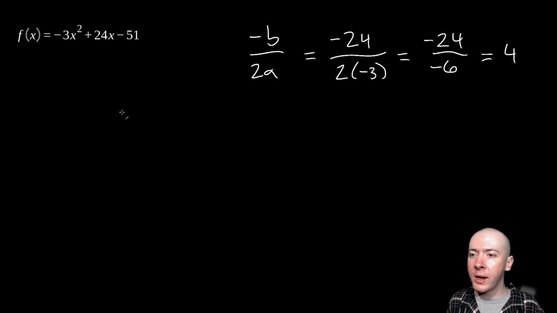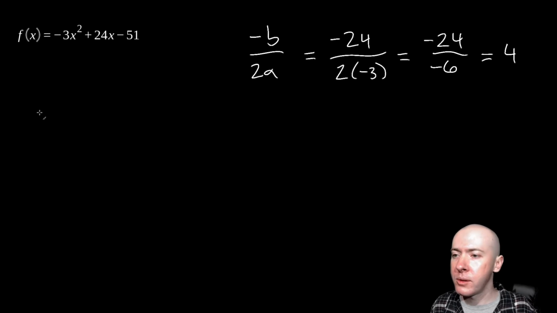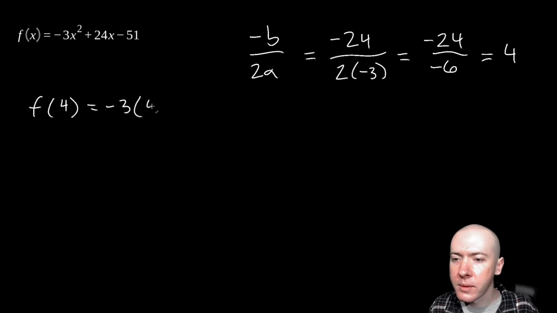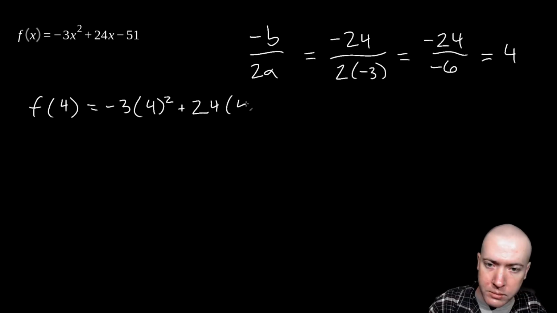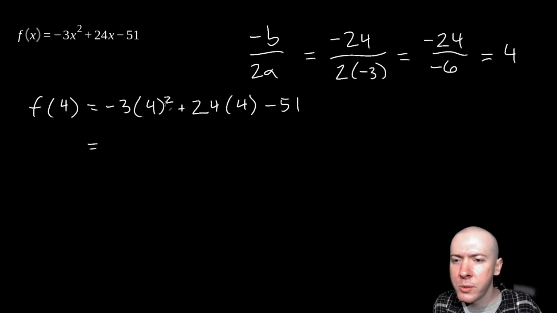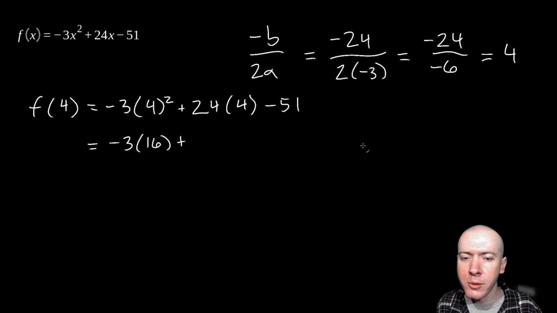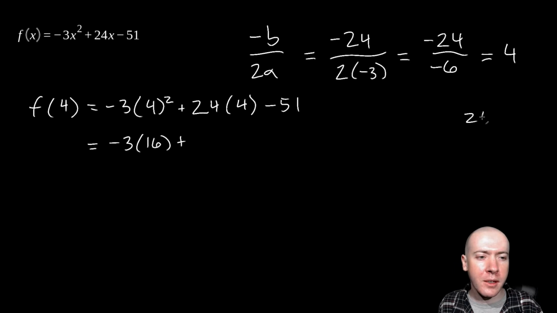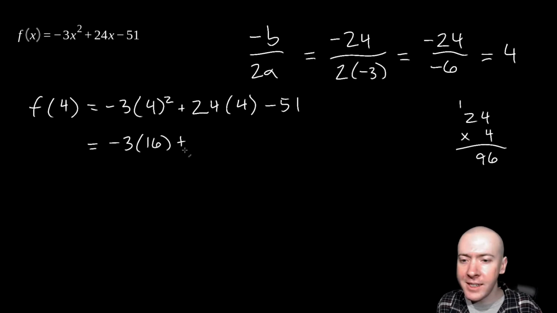To find the y-coordinate, we plug 4 back into the function. So we need to find f of 4. 4 squared right here, that's going to be 16. So we have negative 3 times 16. 24 times 4, what is that? 96, okay.